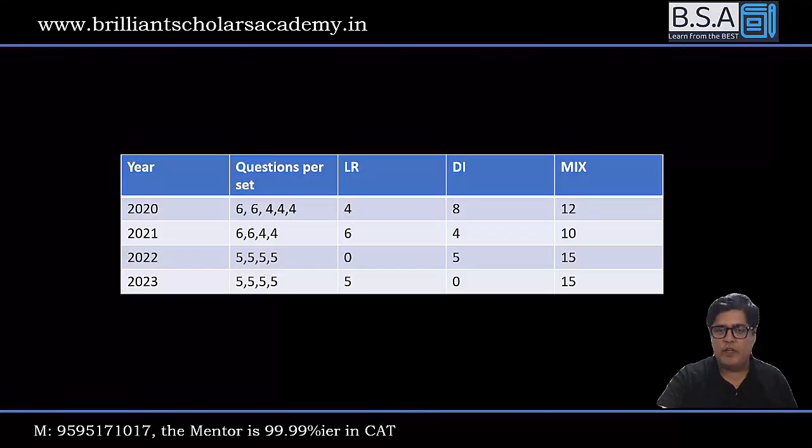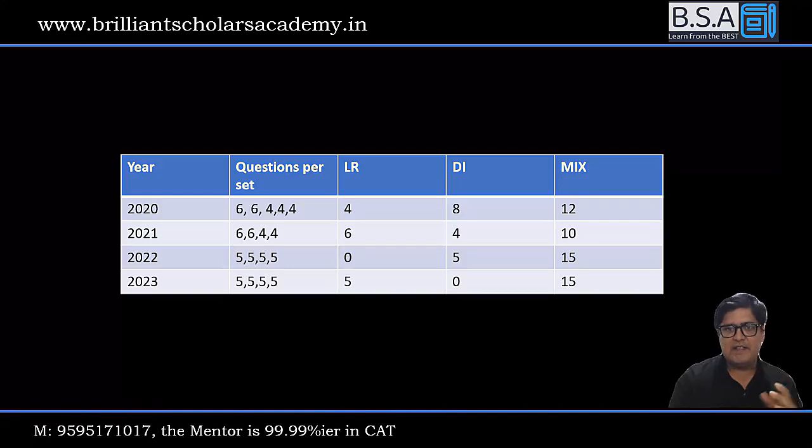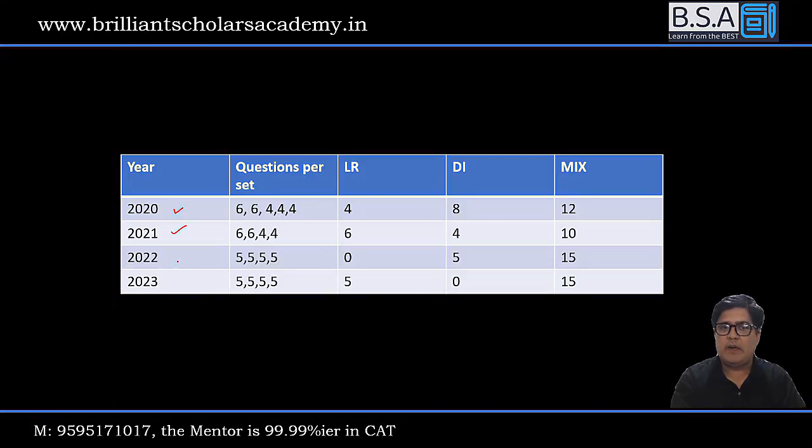So what you're seeing right now on the screen is the change in the CAT paper pattern over the last 4 years, 2020, 2021, 2023. This is the COVID paper, first COVID paper. So you see there are total 24 questions. There are 24 questions. Then this is 24 questions. Then this is 20 questions, 20 questions and 20 questions.